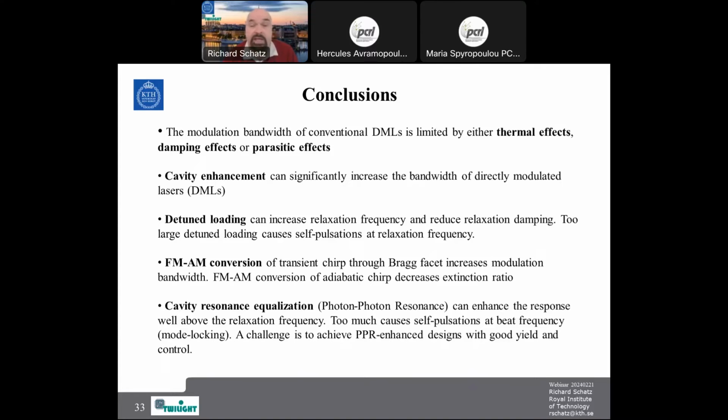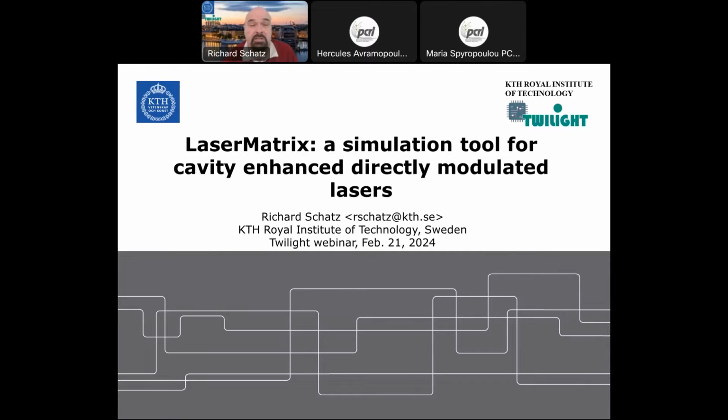So that was the end of the first talk. I suggest we take a break now, and then I will talk about LaserMatrix, my software to simulate this kind of devices. So let's take a break.